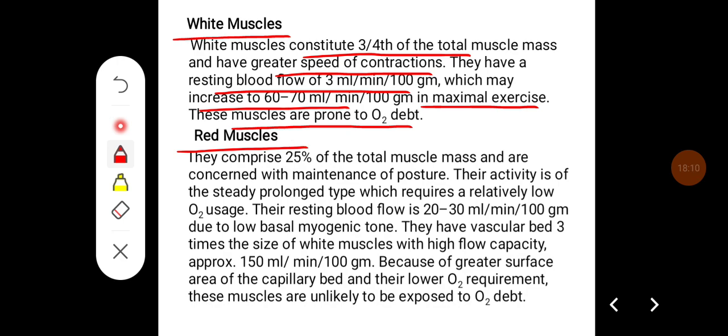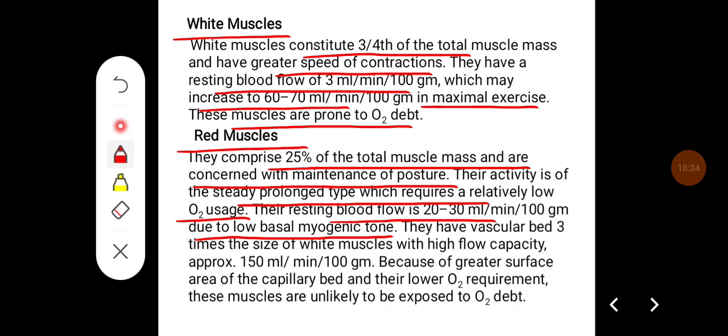Red muscles. They comprise 25% of the total muscle mass and are concerned with maintenance of posture. Their activities are steady and prolonged, which requires relatively low oxygen usage. Their resting blood flow is 20 to 30 ml per minute per 100 gram due to the low basal myogenic tone. They have a vascular bed 3 times the size of white muscle and high flow capacity, approximately 150 ml per minute per 100 gram.